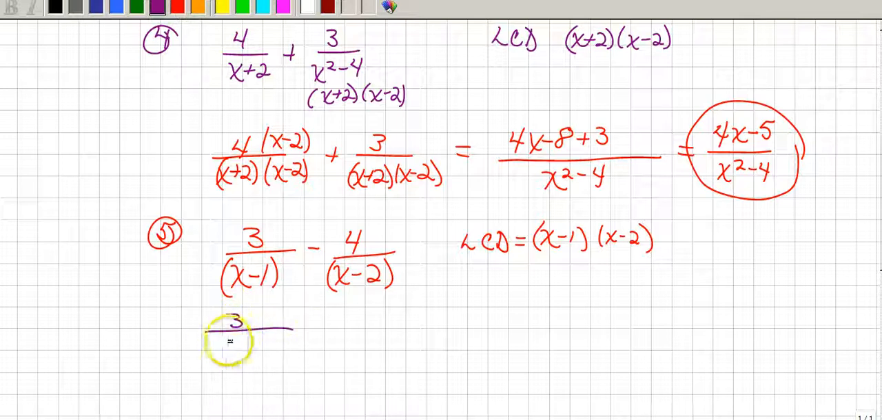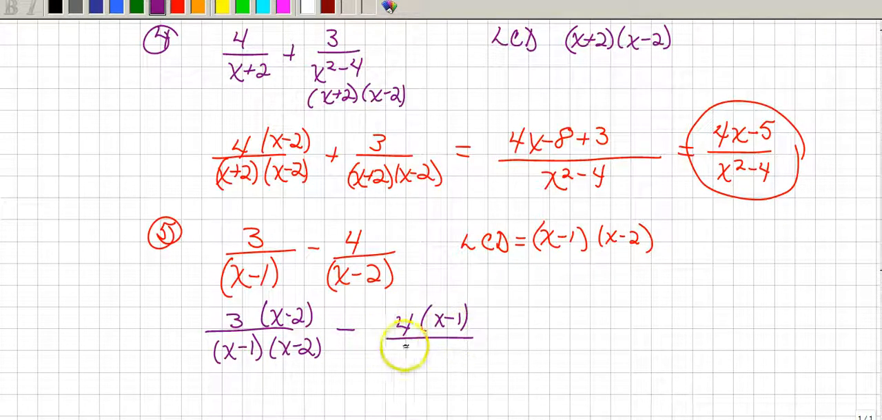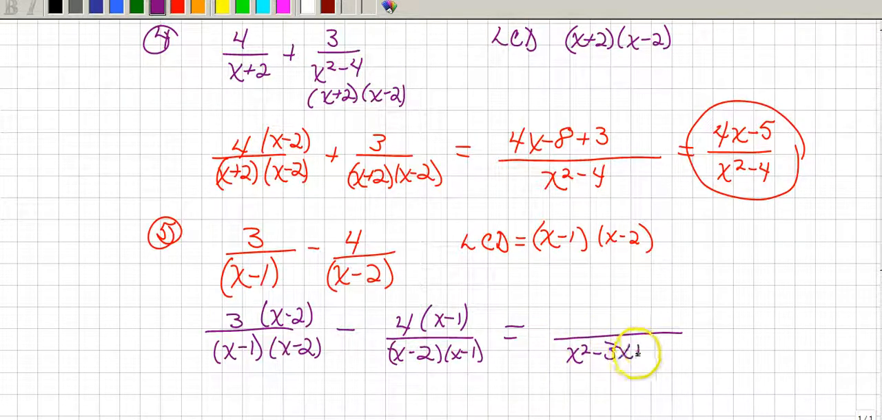The first fraction needs an x minus 2 in order to have the common denominator. So I put an x minus 2 in the denominator and also in the numerator. The second fraction needs the x minus 1, so I put it top and bottom. And there we go. Now at this point, what I'm going to do is multiply those two factors in each denominator together, and get the common denominator of x squared minus 3x plus 2.